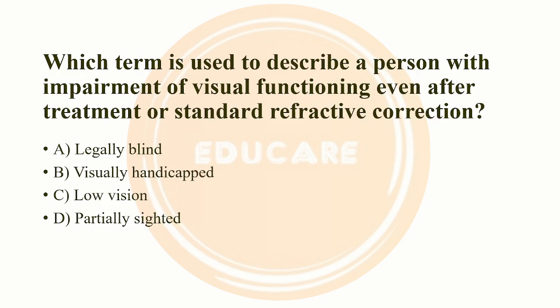Which term is used to describe a person with impairment of visual functioning even after treatment or standard refractive correction? Option: legally blind, visually handicapped, low vision, partially sighted. Answer of this question is option C, that is low vision.